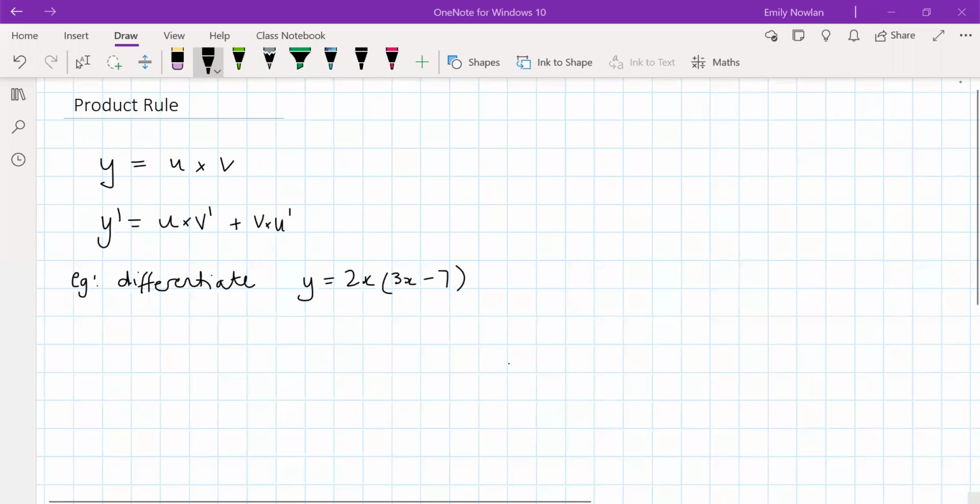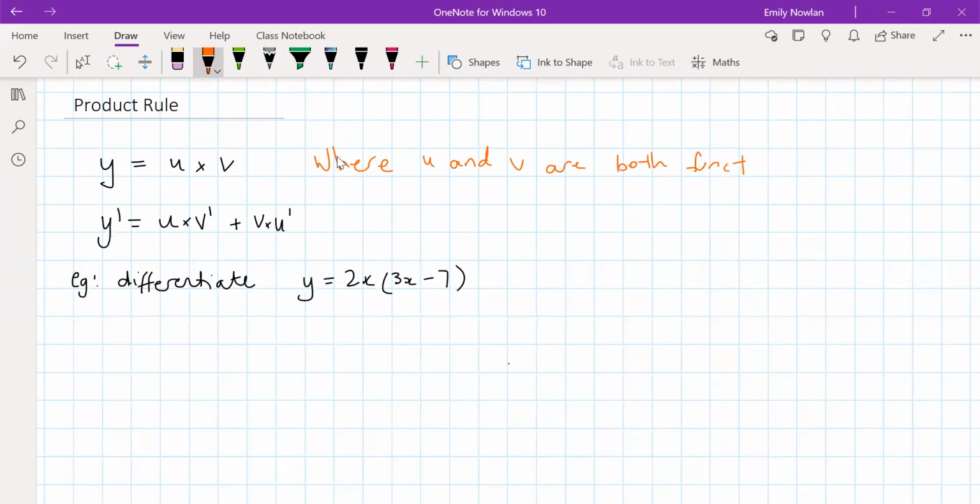Hello, class 12. We're going to look at the product rule. This is a situation where you have one function of x multiplied by another function of x. So if you want, we can write a little caveat over here. This is the product rule, where u and v are both functions of x.